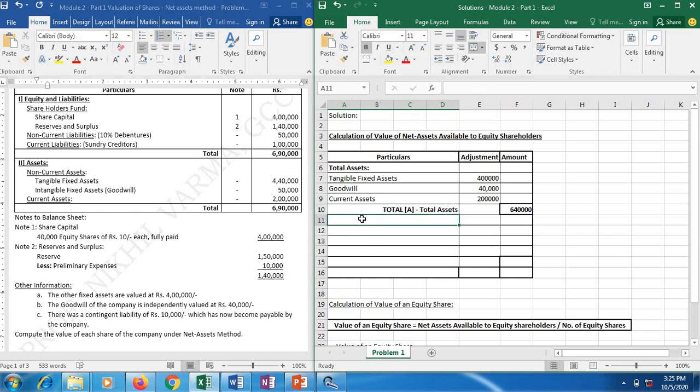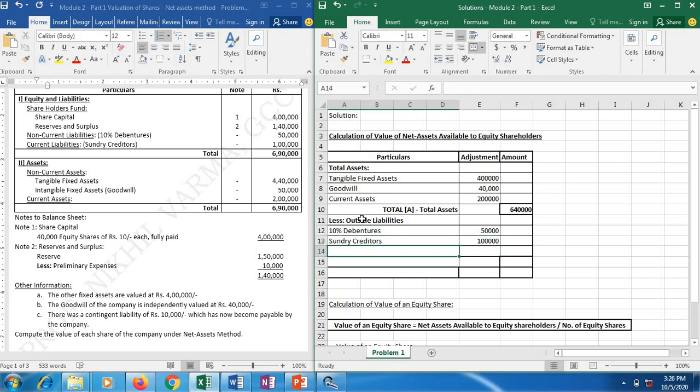Now from those we have to subtract outside liabilities and preference share capital. We don't have preference share capital, so I'm not writing it there. Now we are going to take outside liabilities. First we'll take 10% debentures. The amount is 50,000. There is no value given in the adjustment, so we'll directly take 50,000. Then we have sundry creditors, which is given as a current liability. Even there is no adjustment, so we have written it as 1 lakh.